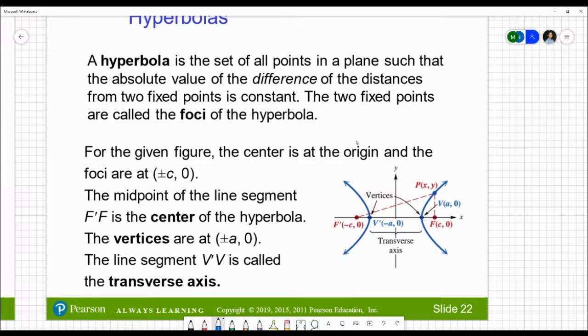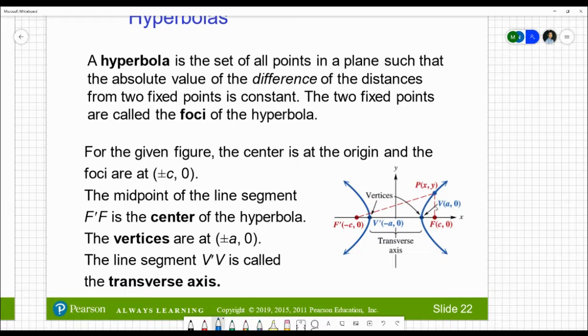Okay, a hyperbola is the set of all points in a plane such that the absolute value of the difference. So you're going to subtract two values together, and then take the absolute value of that, which means it's always going to be a positive number, of the distance from two fixed points is constant.